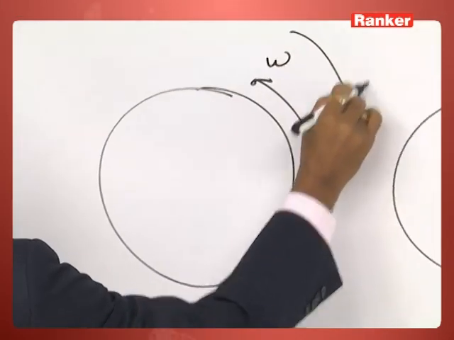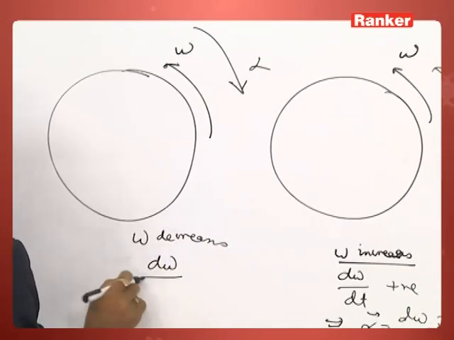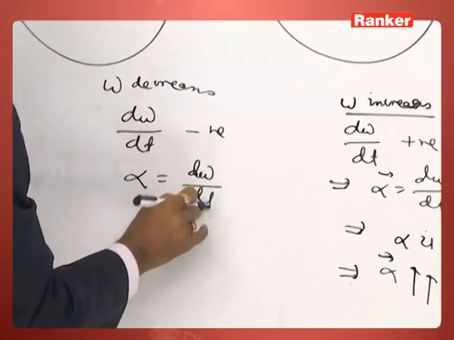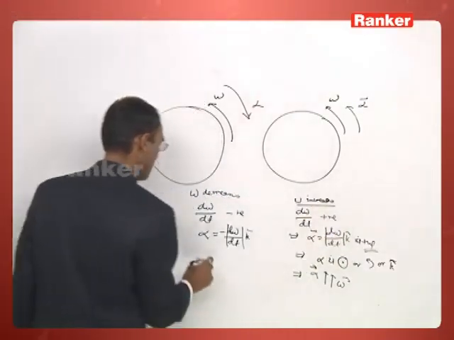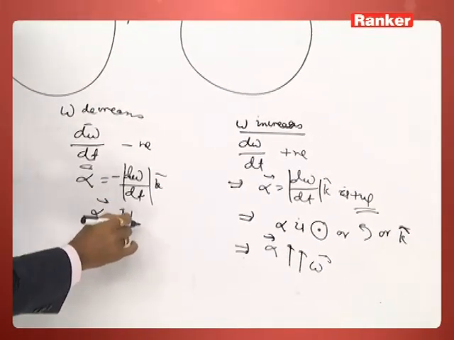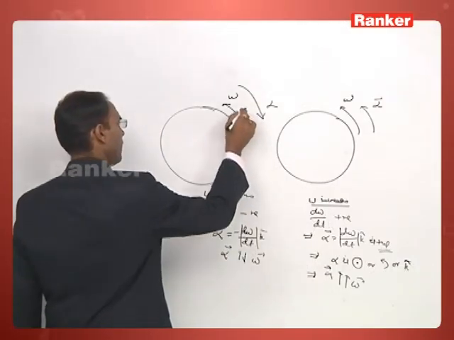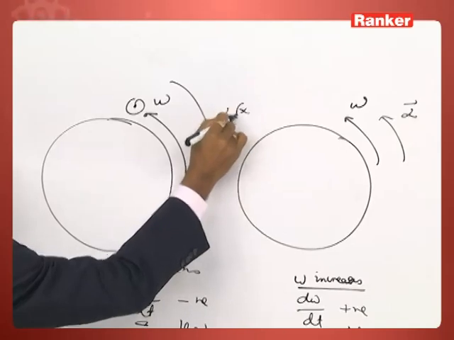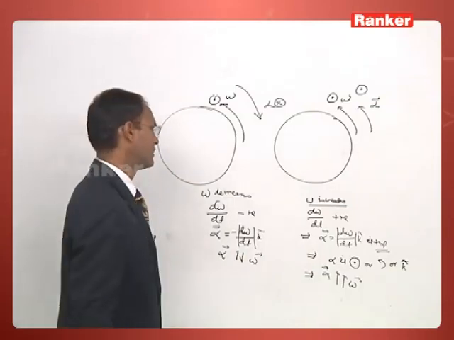In this case, omega decreases. d omega by dt is negative. Therefore, alpha is equal to d omega by dt times minus k cap. Our alpha vector is antiparallel with the omega vector. If omega is positive or outward, alpha is inward. Here omega is outward, alpha also is outward. So these are the directions.